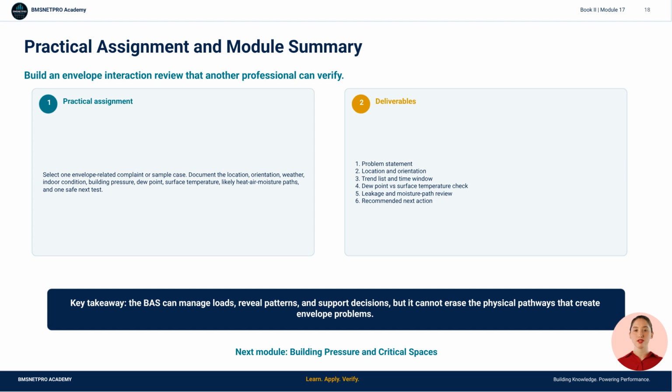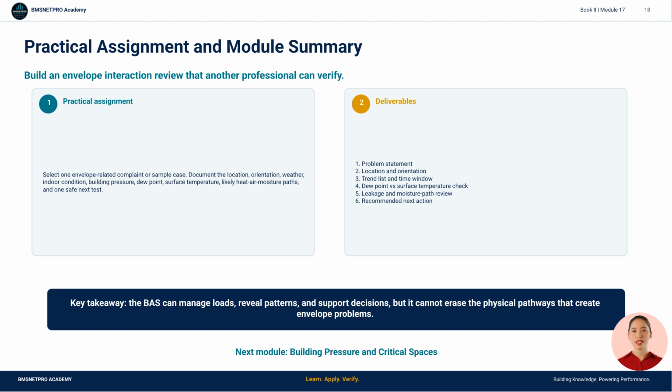For the assignment, choose one real or sample envelope related complaint and build a structured review. Document the location, orientation, weather, indoor temperature and humidity, building pressure, dew point, surface temperature, and likely heat, air, and moisture paths. Then recommend one safe next test or investigation step.